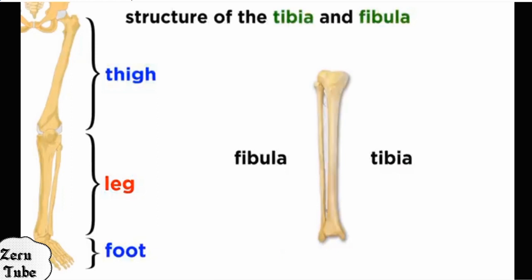The leg has, like that of the forearm, 2 bones, the fibula and tibia.